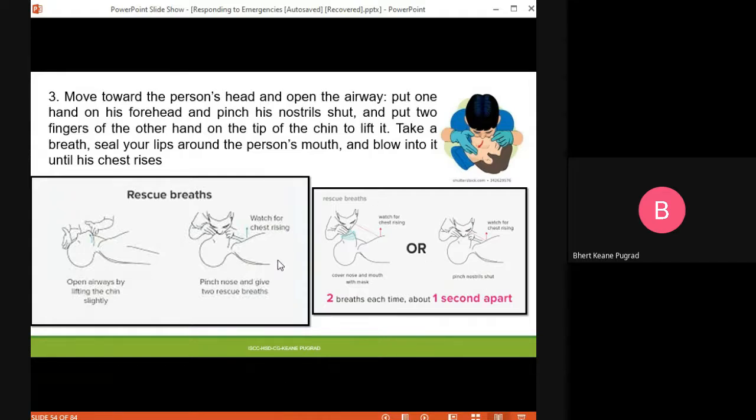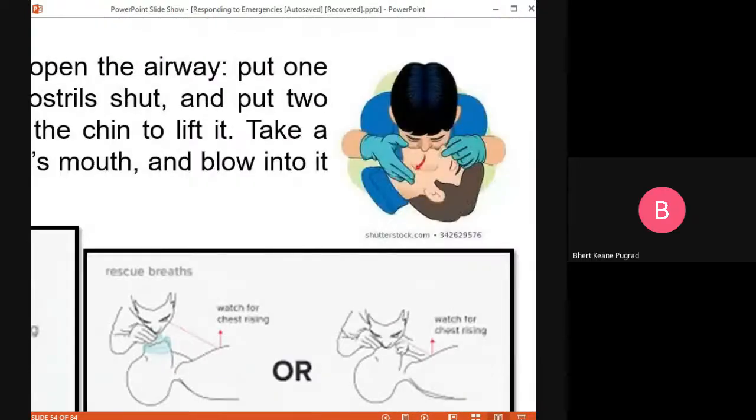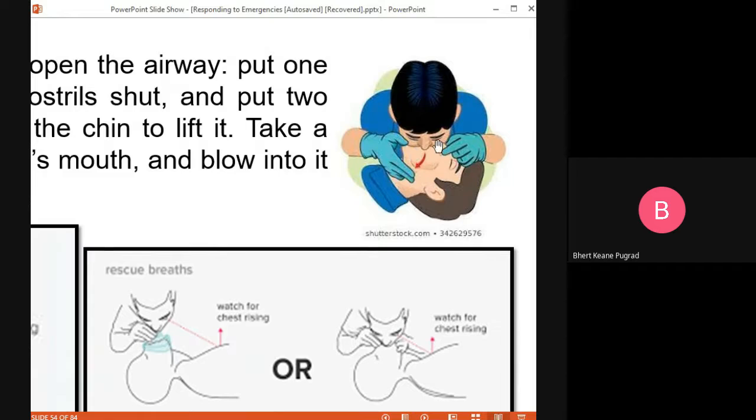So how do you deliver rescue breath? Okay, let me just zoom this picture. So mapapansin natin, the first aider pinched the victim's nose and the first aider opened, no? Ang ginawa niya dito, head tilt chin lift maneuver, the first aider pinched the victim's nose, opened his mouth, no? And then nagbigay siya ng rescue breath. So how to deliver rescue breath, okay?